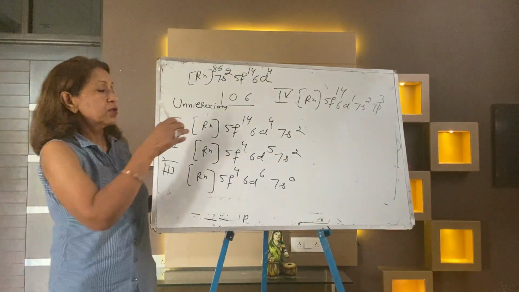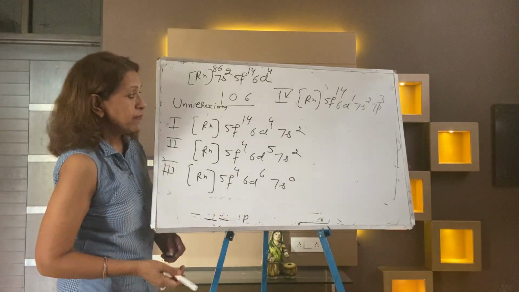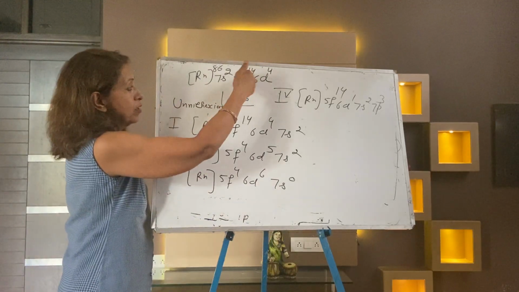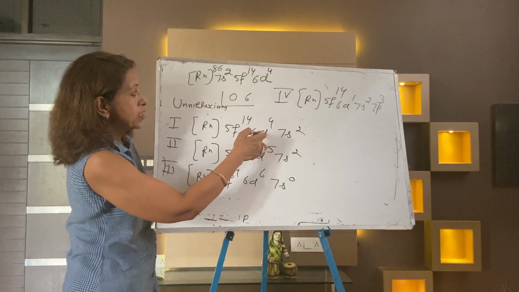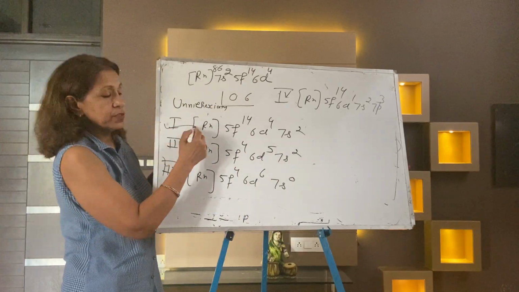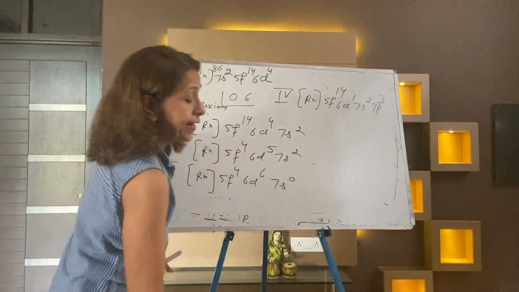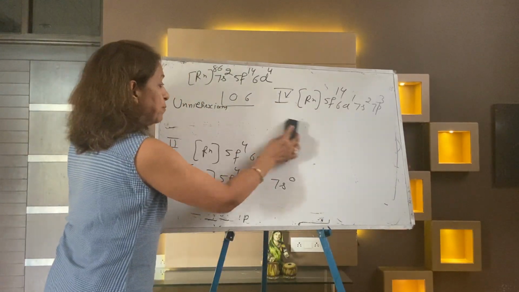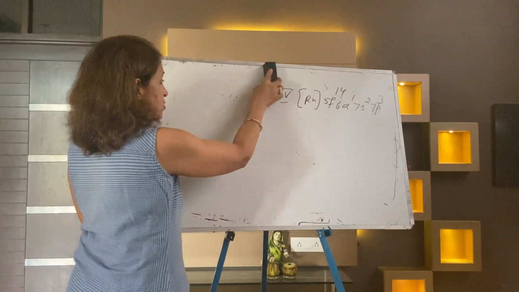What have you done? You have written your configuration with the help of that ladder diagram. Now your configuration matches with the first option, radon 5f14, 6d4, 7s2. Your correct answer is 1. Okay, so in this way, for writing electronic configuration, you may take the help of the ladder energy level diagram that I have used just now.